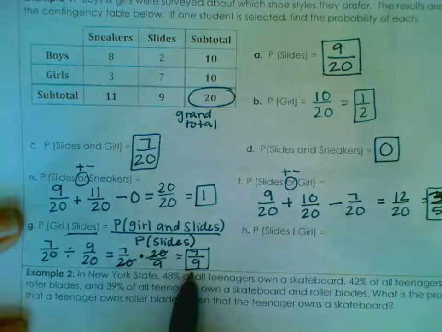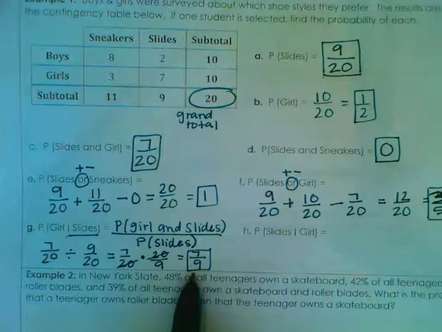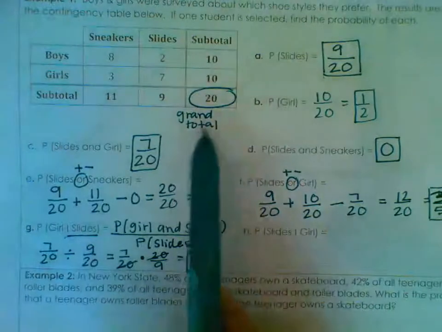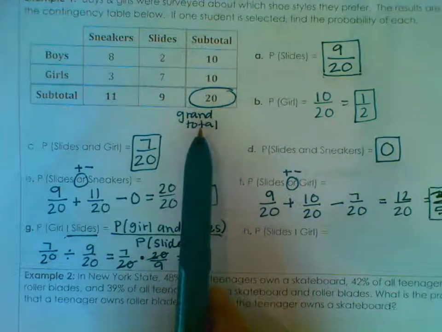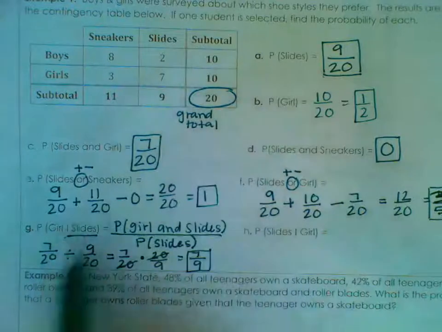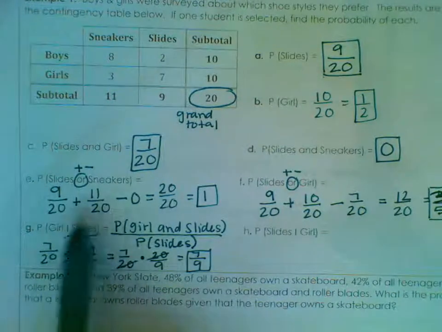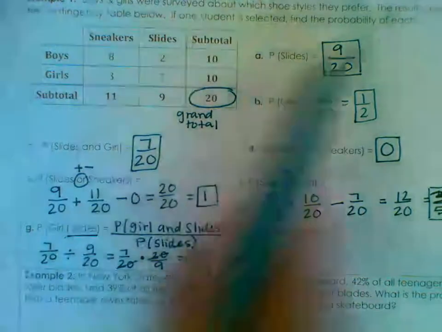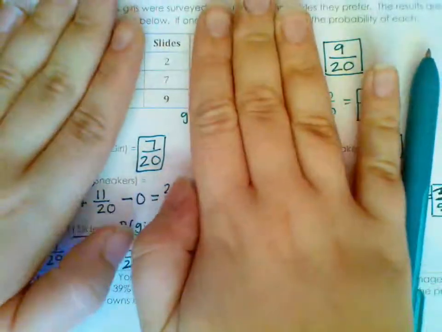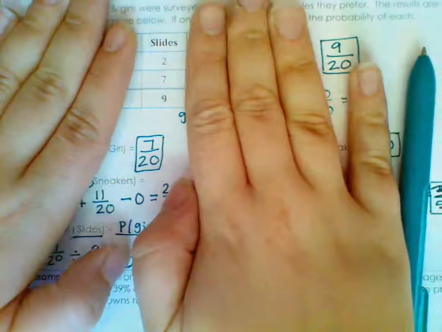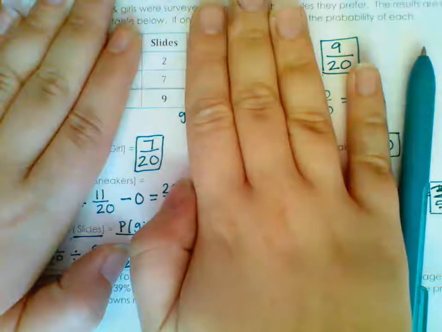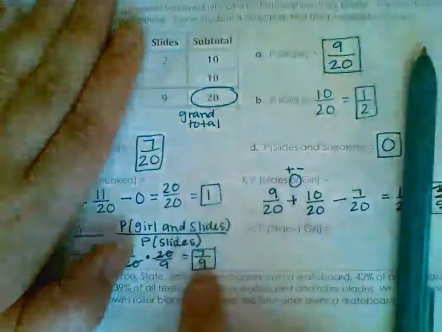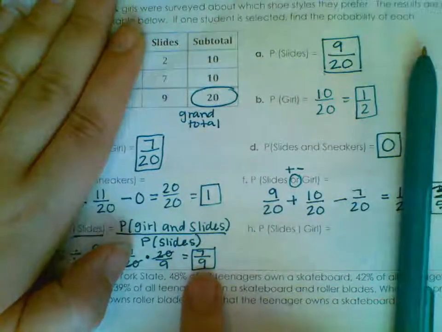Now there's a way to check yourself with tables, and this only works with tables. When you have a given problem, what that means is you no longer are using that grand total of 20. Instead, you are given slides. That means we already are only looking at the people with slides. So in this case, we can narrow this down to just this column, just the slides column. So instead of our total being 20, our total is now 9 for the slides, which is what we wrote down here. Our denominator is 9.